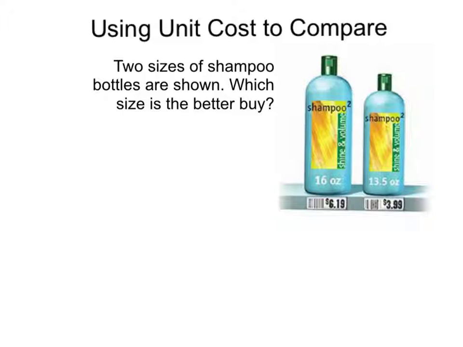Using unit cost to compare. You can use unit cost to decide whether something is a better buy, whether it has the lower cost per ounce or per pound or per whatever, whether one thing is a better value than something else. So if we look at this one, we have two bottles of shampoo, a 16-ounce bottle for $6.19 and a 13.5-ounce bottle for $4.99. So we want to do our ratios, find our rates, find our unit rate, then find our unit cost to figure out which of these bottles is the better deal.